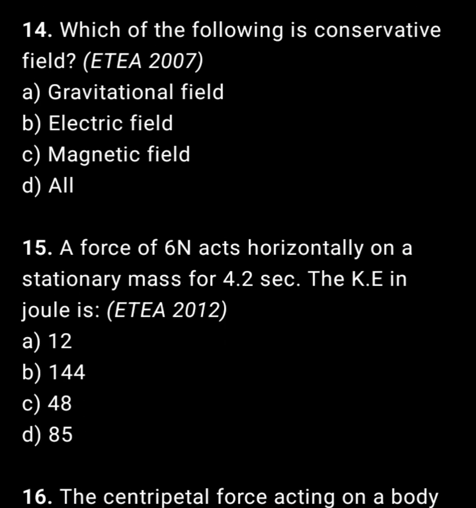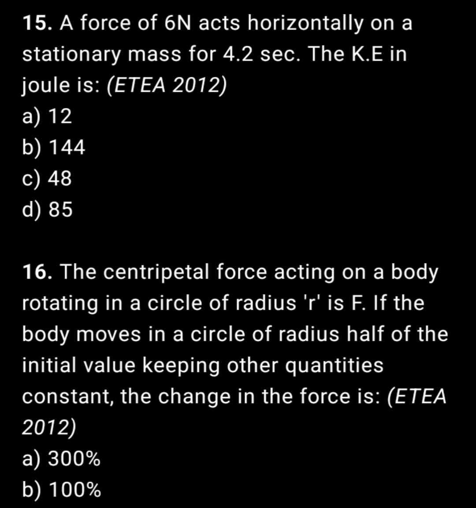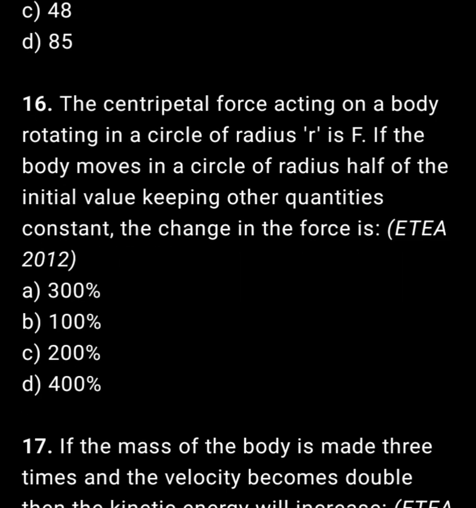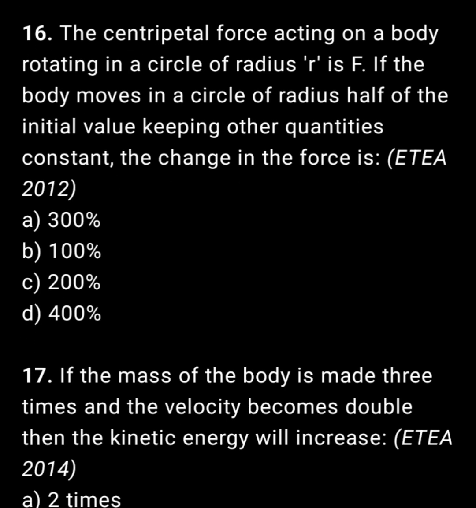14. Which of the following is a conservative field? ETEA 2007. A. Gravitational field. B. Electric field. C. Magnetic field. D. All. 15. A force of 6 N acts horizontally on a stationary mass for 4.2 seconds. The KE in joules is? ETEA 2012. A. 12. B. 144. C. 48. D. 85.